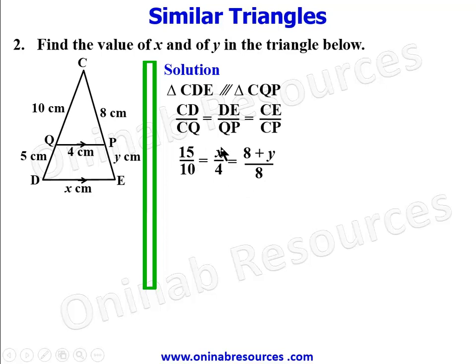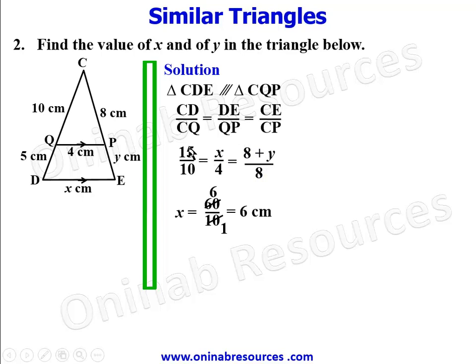Again, we pair them. We are going to pair the first two, so we keep the third ratio. And making X the subject of the relation, we cross multiply. We said 15 times 4, which is 60 over 10. 10 divided by 10 gives 1. 60 divided by 10 gives 6. So X is equal to 6 centimeters. Then we are done with that.